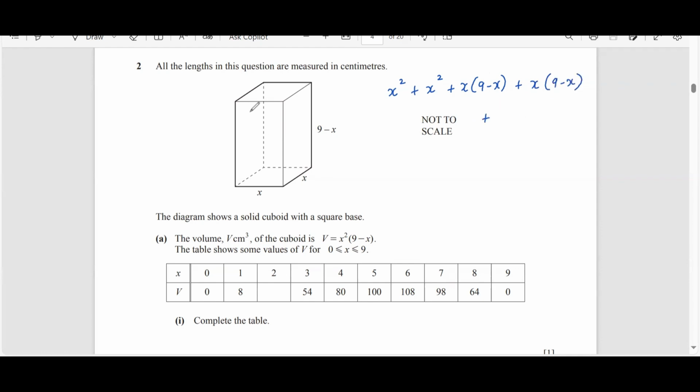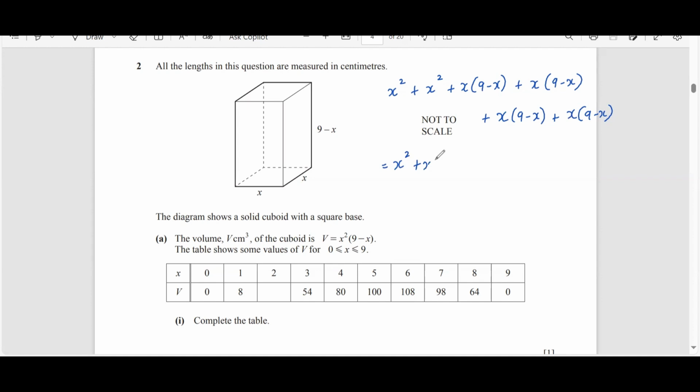Now we have the front and the back. The front face also has length x, and if this is 9 minus x, the width will also be 9 minus x. So the area of the rectangle will be length x multiplied by width 9 minus x. The back will also be the same. The length will be x and the width will be 9 minus x, so x into 9 minus x. So let's add them up.